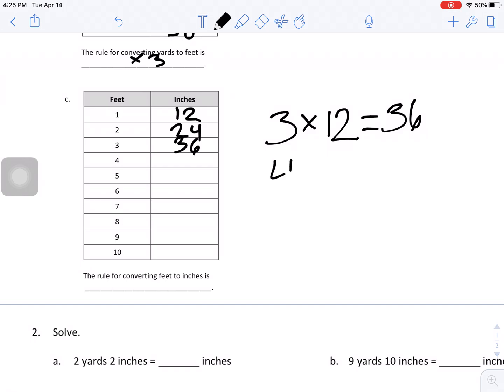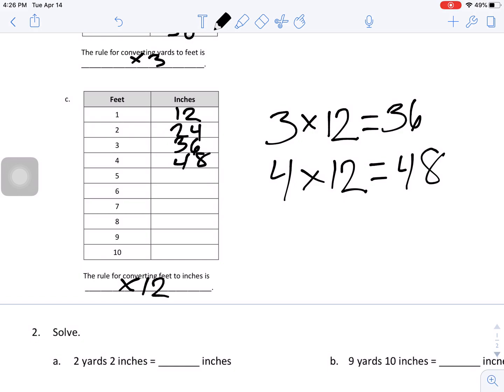And then if I went 4 feet of 12 inches, I would go 4 times 12, which would be 48. And I could keep going, multiplying my feet by 12 because there's 12 inches in each foot. I'm going to go ahead and finish this conversion table so it could help me model your problem set to you.